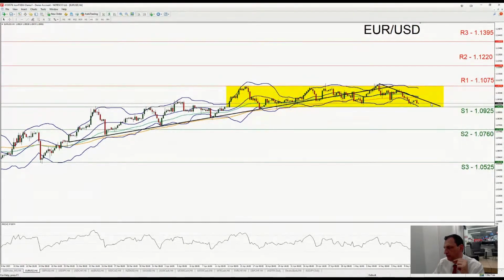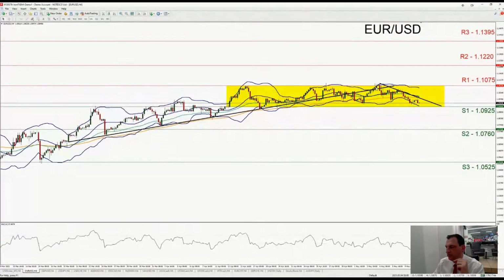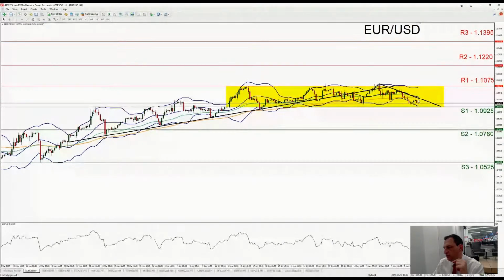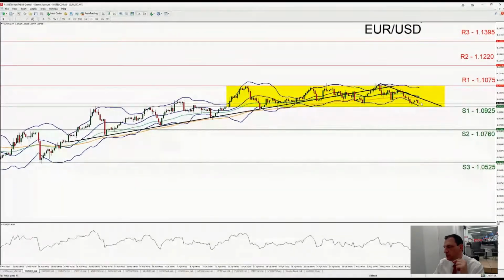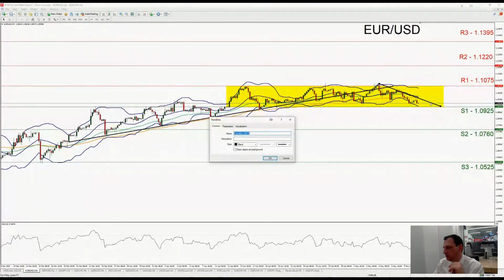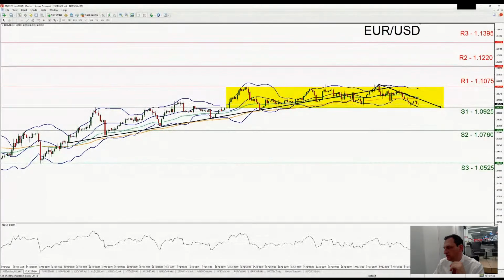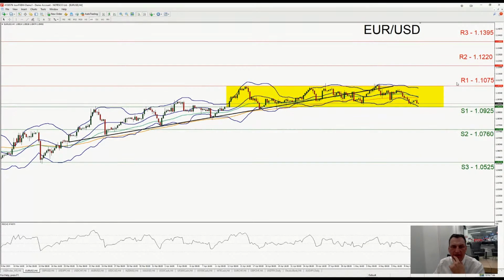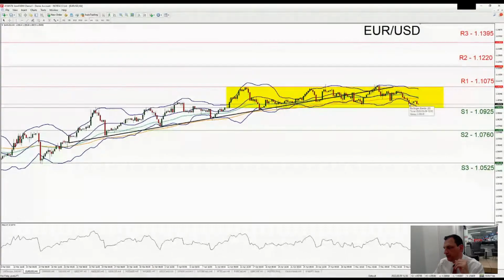But if you want my opinion for the time being, definitely we have to note here that we have a series of consecutive lower peaks and lower troughs. But as long as the price action remains between the S1 1.0925 and the R1 1.1075, that's a sideways motion. And actually the price action right now still allows us to maintain our sideways motion intact. For a bearish outlook, I would require the pair to drop below the S1 1.0925.